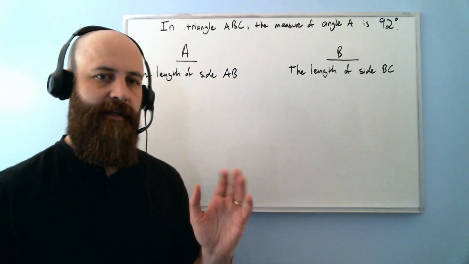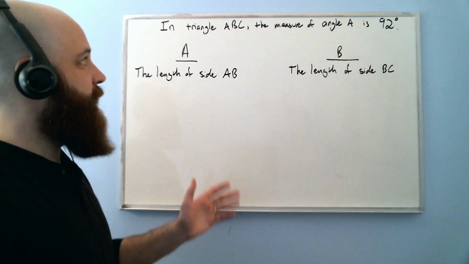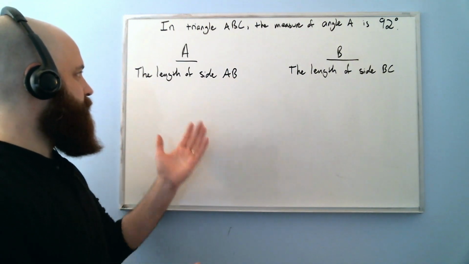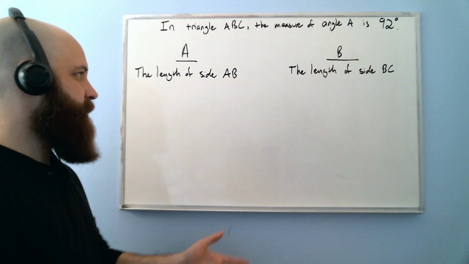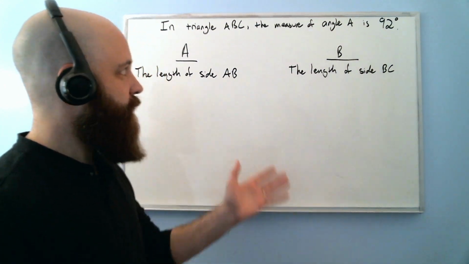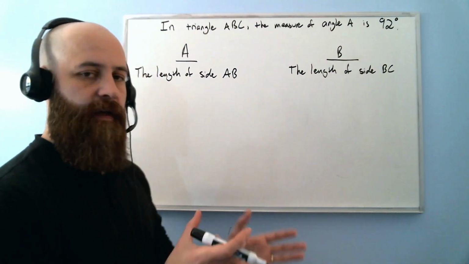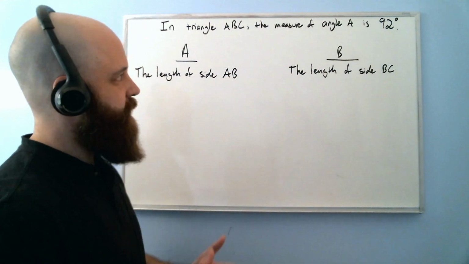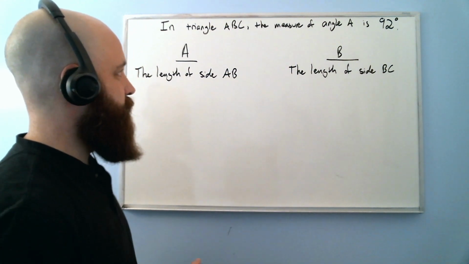All right. In triangle ABC, the measure of angle A is 92 degrees. Which is bigger, quantity A, the length of side AB, or quantity B, the length of side BC? Well, let's get a sketch of this triangle and see if I can figure out anything based on an idea of what this is going to look like.